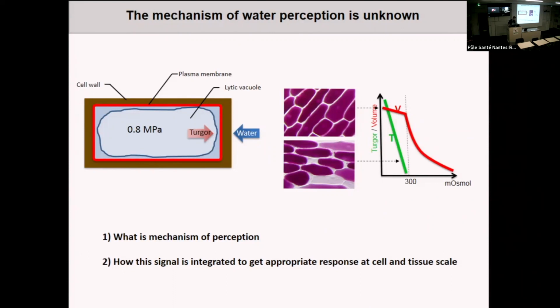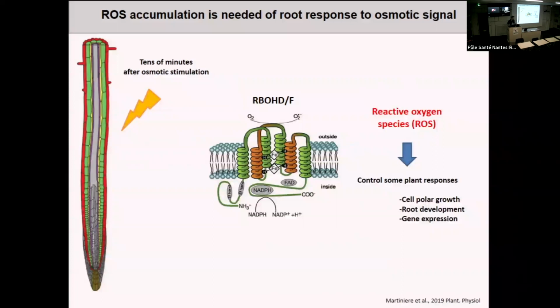So what we try to work on in our research topic is really to understand better how the plant cell is perceiving water and how it gets integrated in growth and development. What we did before is we found that when you stimulate roots with an osmotic stimulation to mimic a water stress, you have an increase of reactive oxygen species in the cell. And we use this as a readout to identify the molecular actors that are creating this accumulation of ROS.